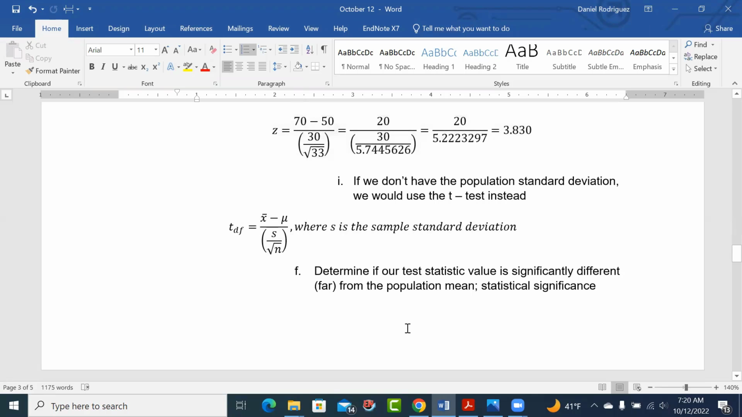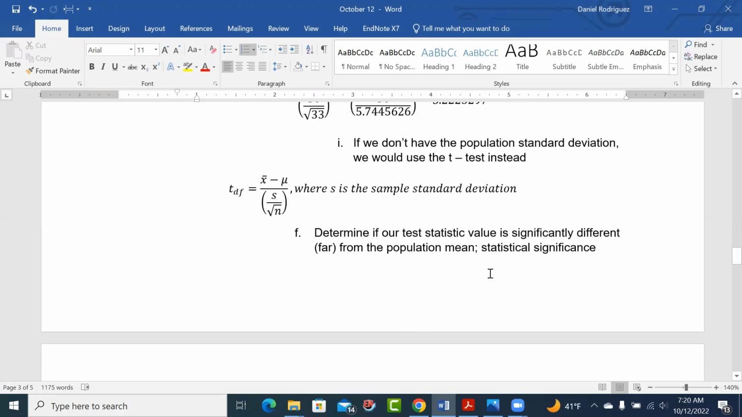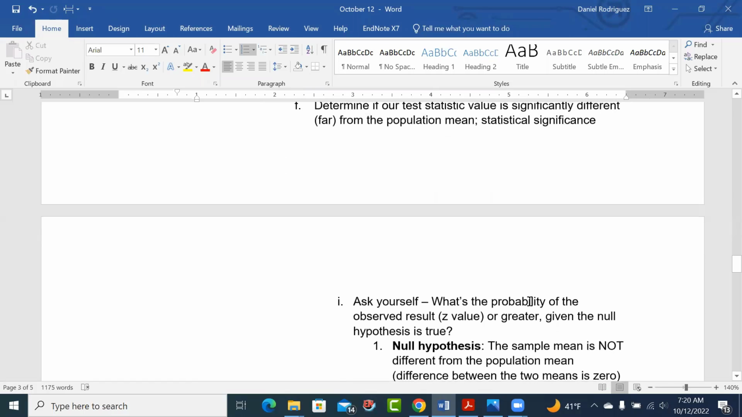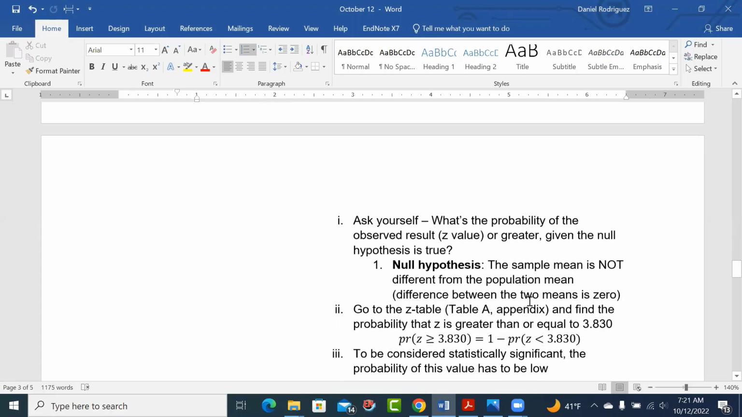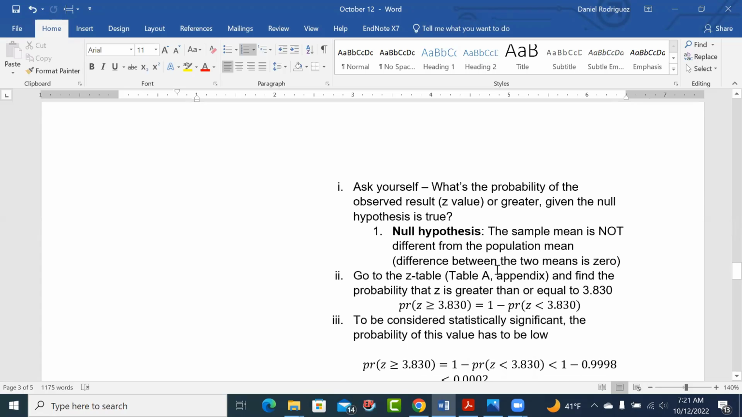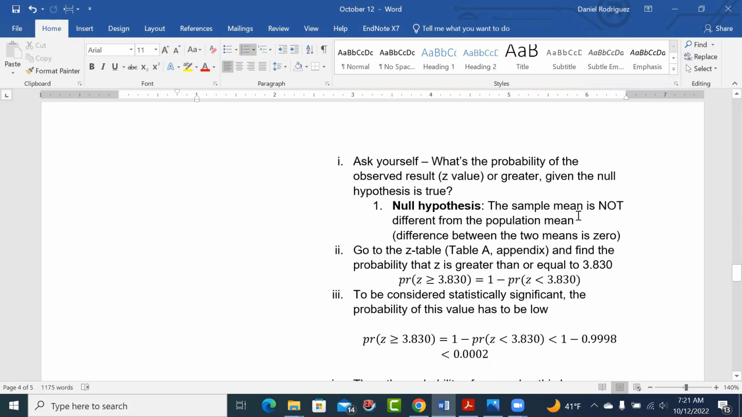Just know that. Then we determine if the test statistic value is significantly different from the population mean. That's known as statistical significance. So we ask ourselves, what is the probability of the observed result, the z-value that we calculated, or greater, given the null hypothesis is true? Again, we're assuming the null hypothesis is true. So we say, if the null hypothesis is true, what's the probability that we'll find a value this large or larger? And remembering what the null hypothesis means, it means the sample mean is not different from the population mean.